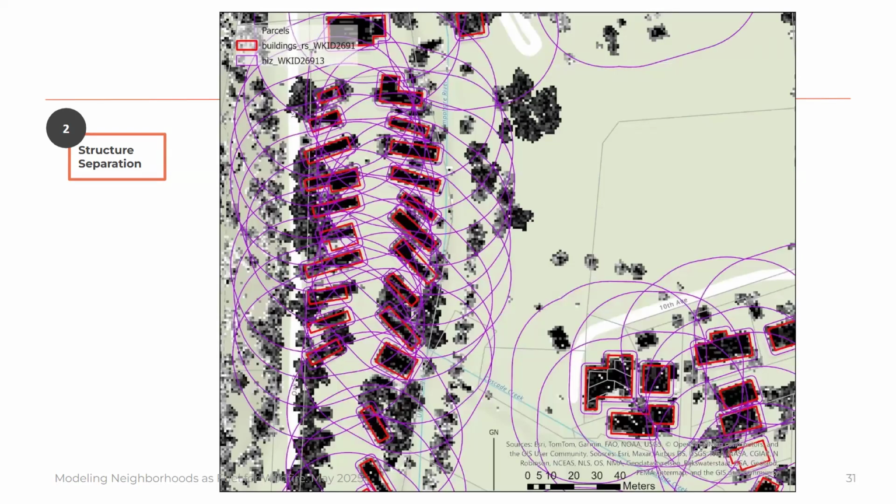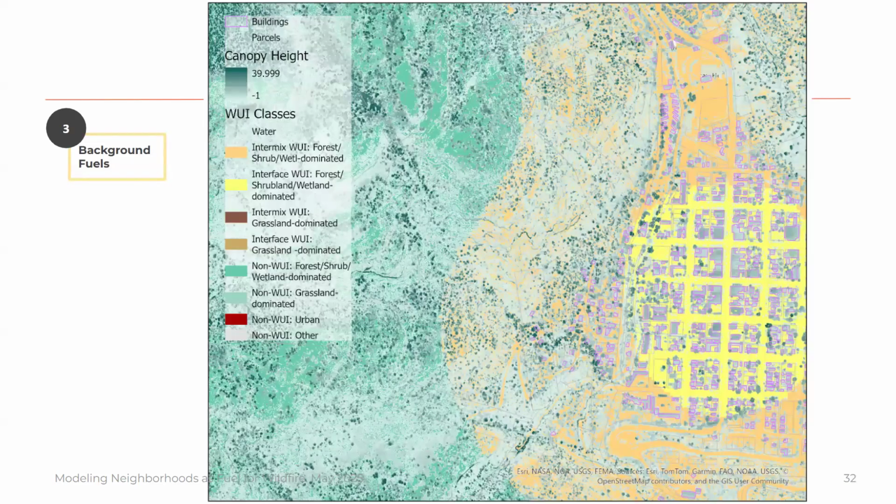I drew the defensible space boundaries around each structure and then counted how many adjacent structures are within the defensible space of the target structure. And that gives you an idea of the structure density in the area. So that was another feature.